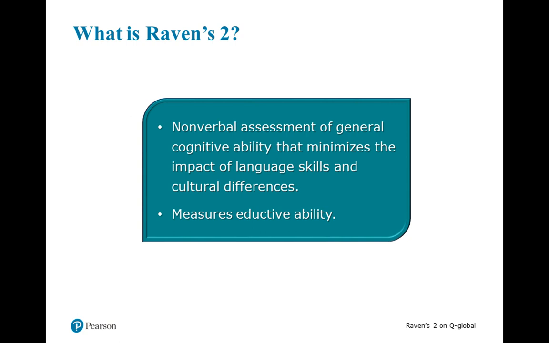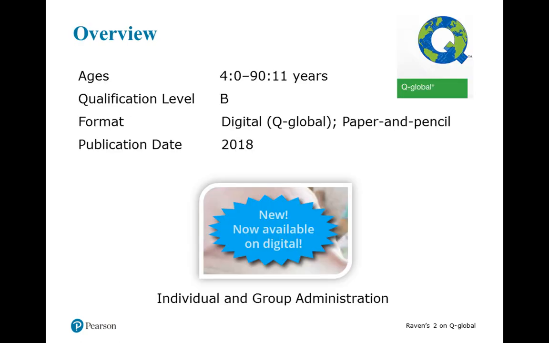It had gotten to be kind of a complex instrument, and so to reduce the assessment's complexity and maintain its legacy, Ravens 2 has combined the previous versions into a single test battery with novel items and contemporary normative information. It's designed to be given to those 4 years, 0 months through 90 years, 11 months.